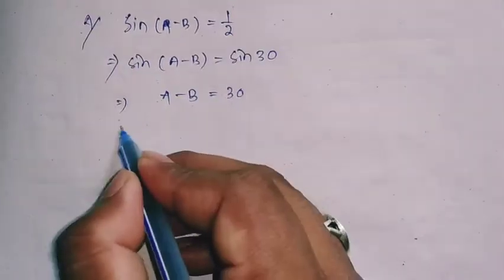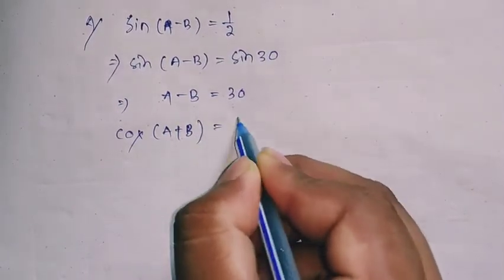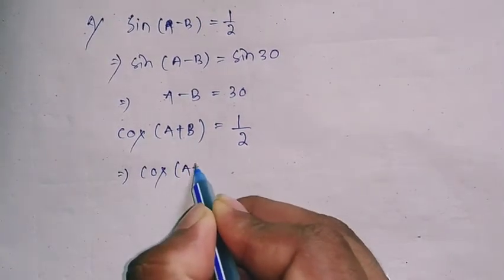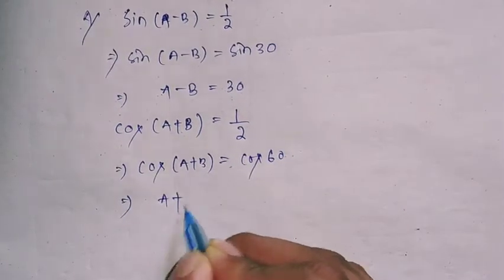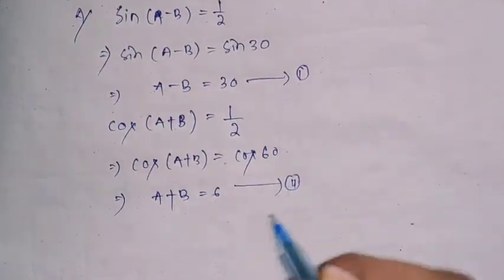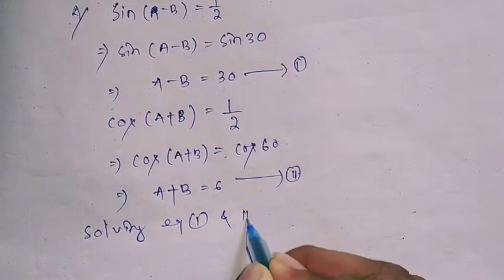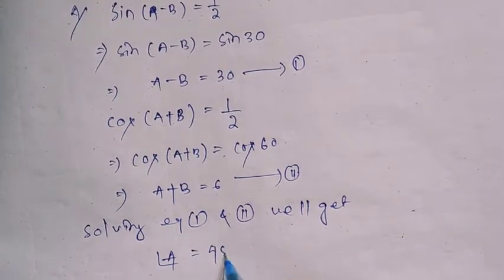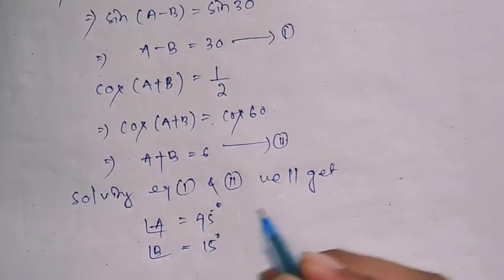This implies A minus B will be 30. So similarly, cos (A plus B) is equal to 1 by 2. This implies we know 1 by 2 is equal to cos 60. This implies A plus B is equal to 60 degrees. So this is your equation 1 and this is your equation 2. Solving equation 1 and equation 2, we will get A is equal to 45 degrees and B is equal to 15 degrees.